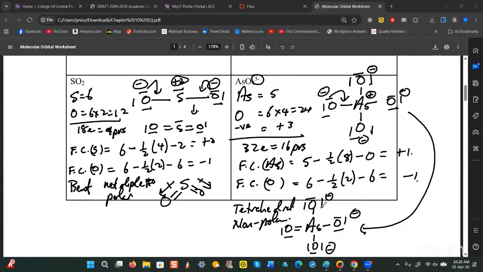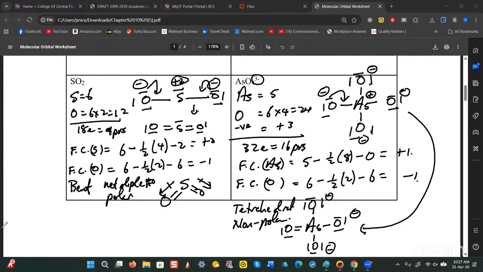If I replace one of the oxygens here with another atom, then it would not be symmetrical. But because these atoms are identical, and because of the symmetrical distribution, the resulting structure would be a non-polar structure. Okay, any other questions about it?